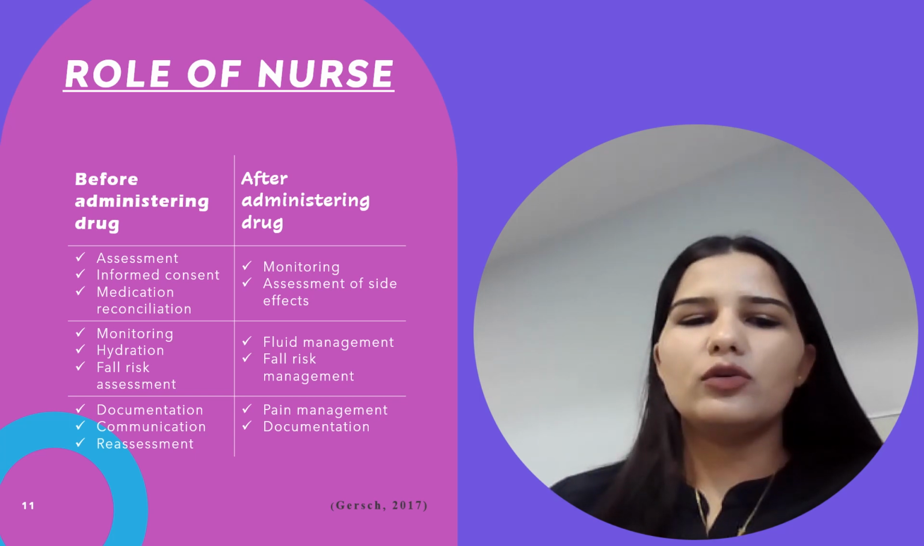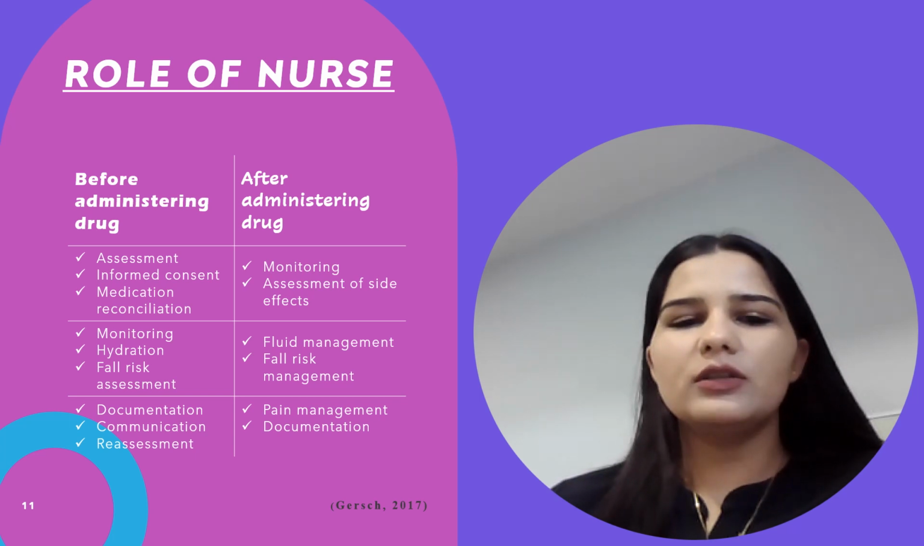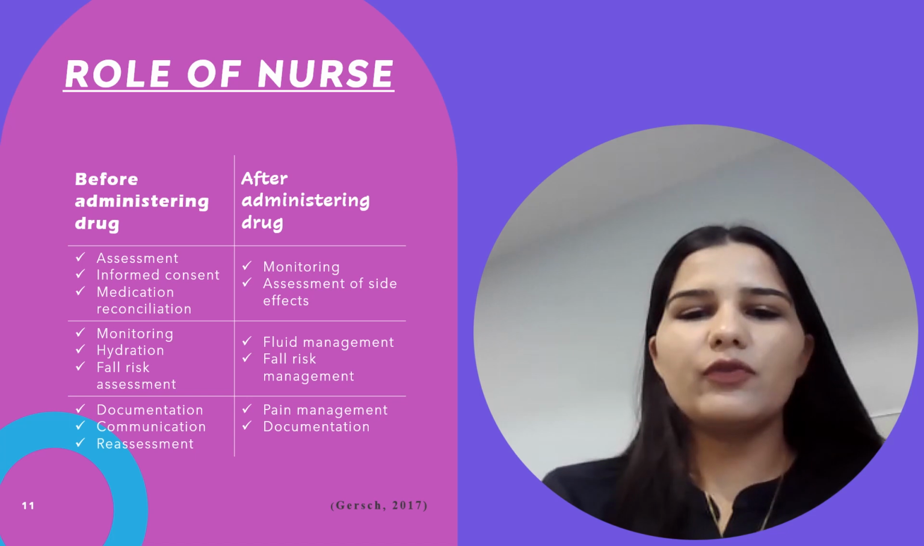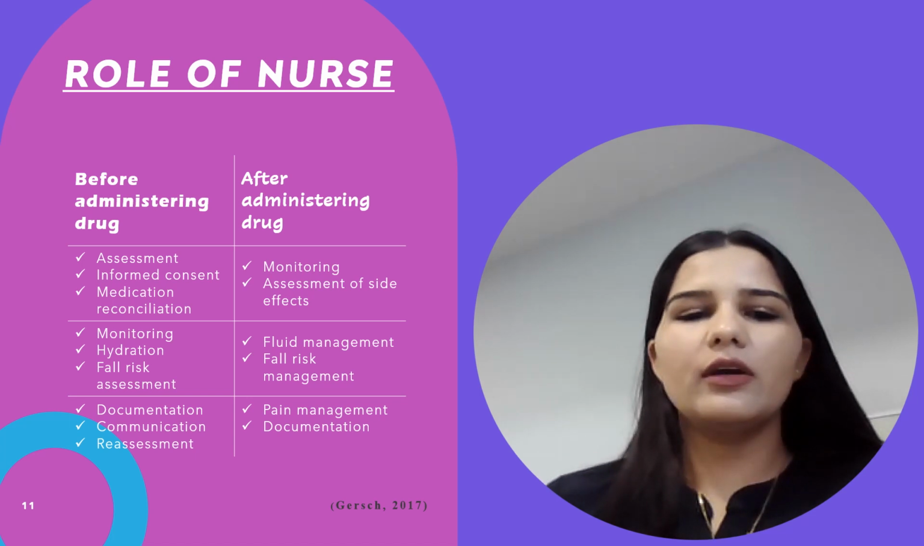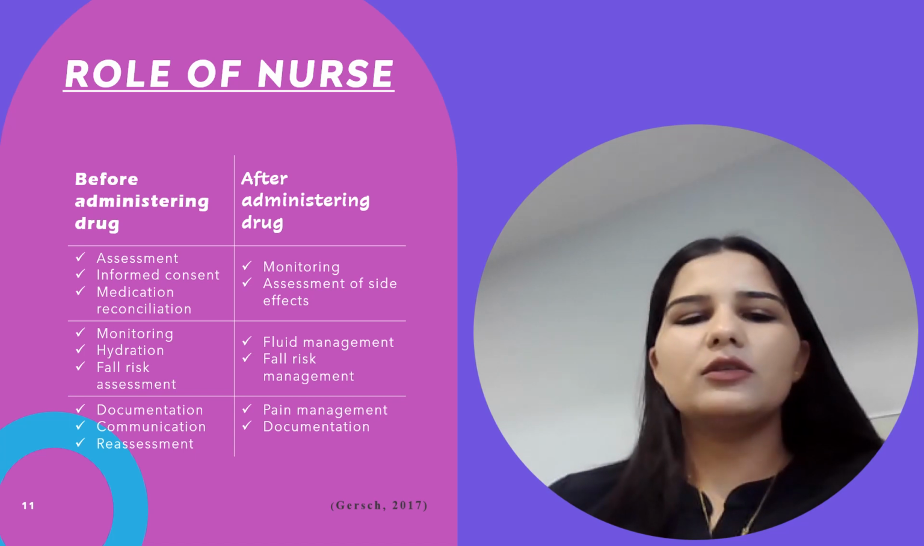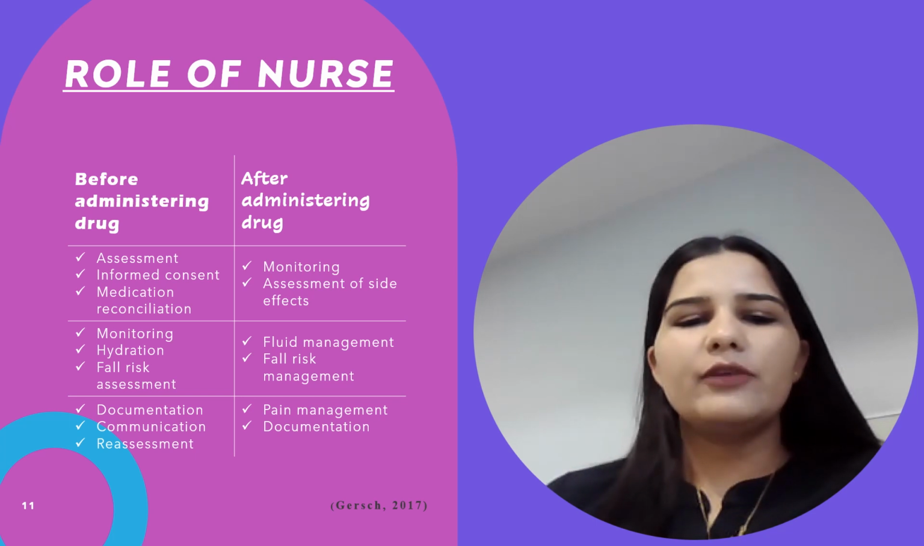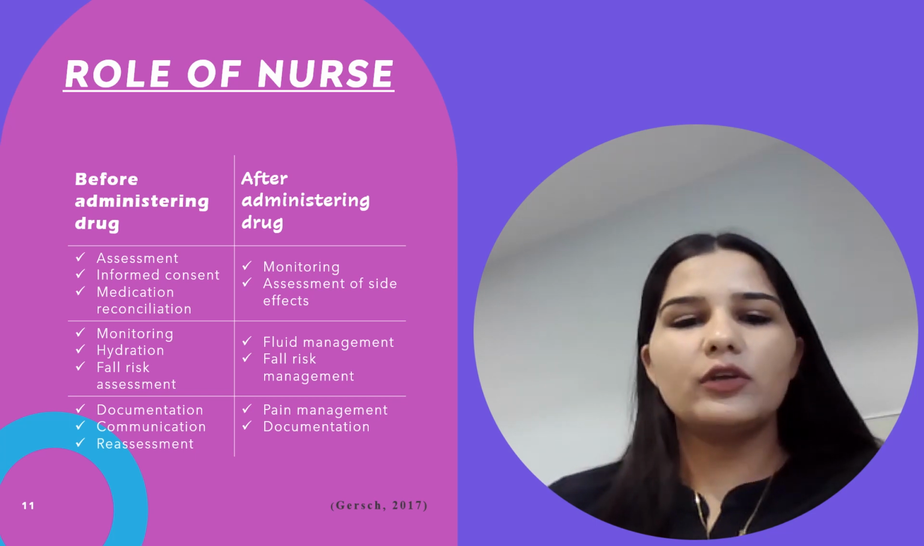Talking about the role of the nurse after administration of the drug, it is basically to monitor the status of the patient and assess the side effects, if any, related to the drug that was administered prior. It also includes the role of the nurse in managing fluid administration and managing the risk of falls. The role of the nurse is also in pain management and documentation as well.